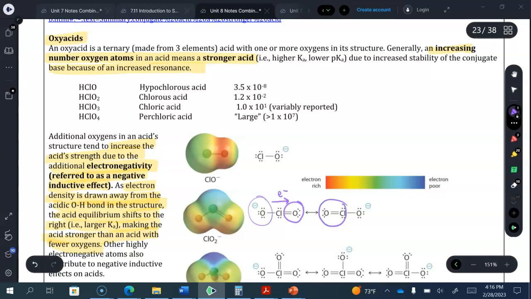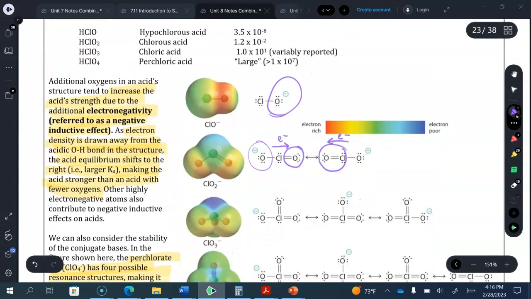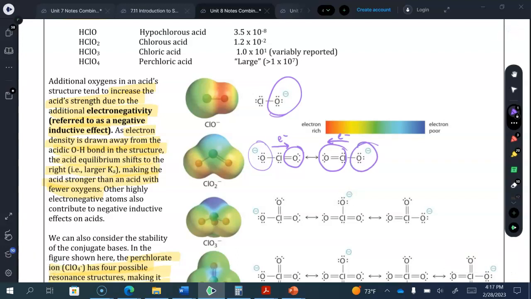And because it's also then spread over 2 oxygen atoms, it's going to reduce the electron density that we would see traditionally as in the hypochlorous acid or hypochlorite, ClO. As electron density is drawn away from the acidic OH bond in the structure, which is actually the one that's negative here, the acid equilibrium shifts to the right, so a larger Ka.